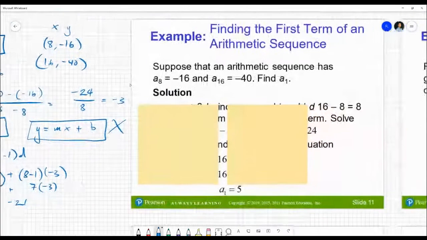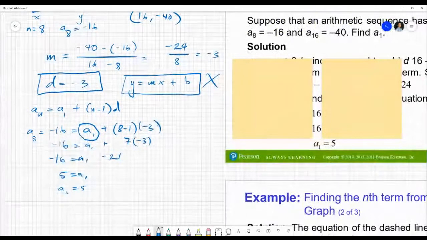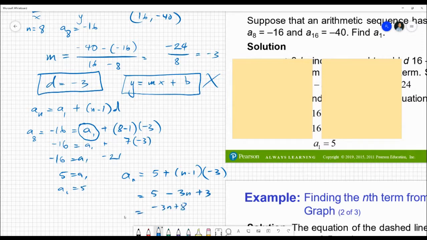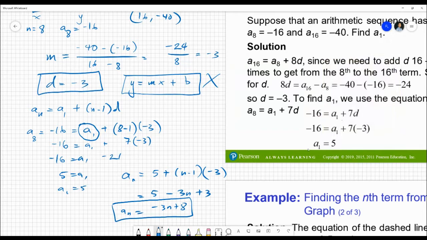Okay, and that's all we need, right? Find a1. Great. So now let's put everything together and also find an. So an is equal to a1 plus n minus 1 times d. Let's simplify. Minus 3n plus 3. So we have negative 3n plus 8. And that is my general term. Let's double check our work. And we have a1 is 5.